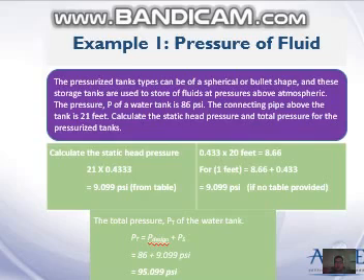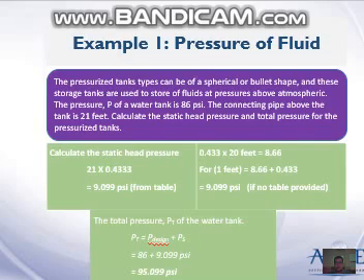Example 1. The pressurized tank types can be of a spherical or bullet shape, and these storage tanks are used to store fluids at pressures above atmospheric. The pressure, P, of a water tank is 86 psi. The connecting pipe above the tank is 21 feet. Calculate the static head pressure and total pressure for the pressurized tank.